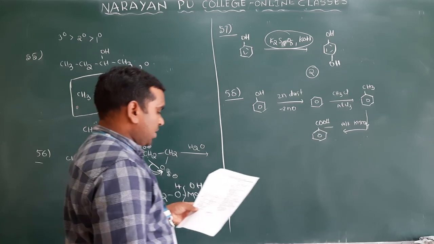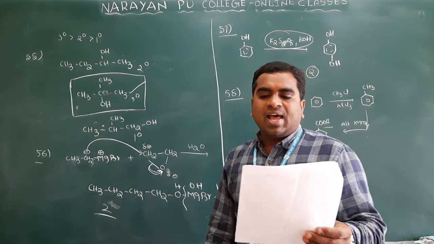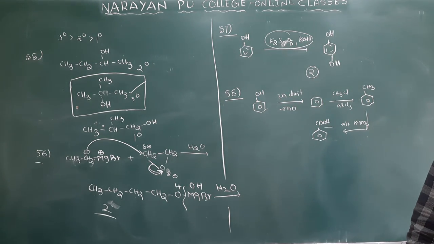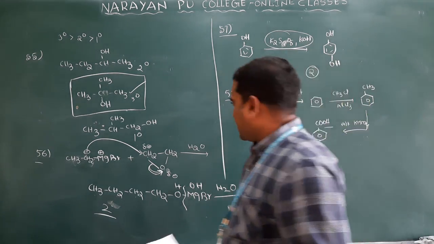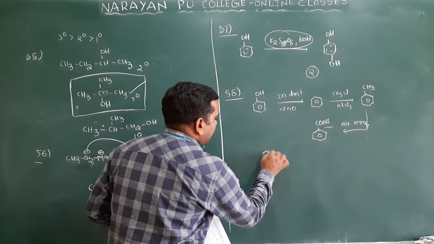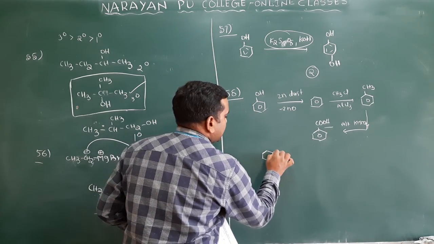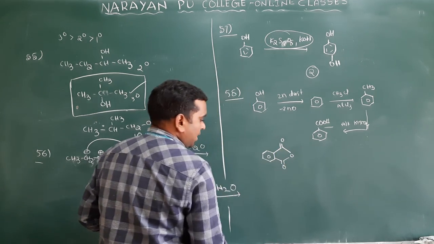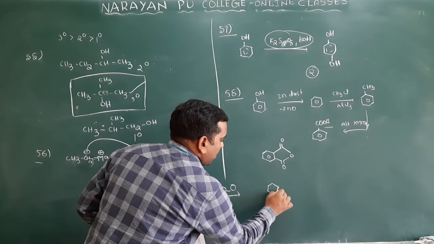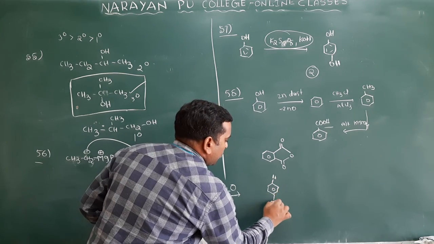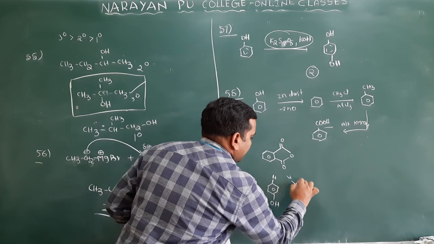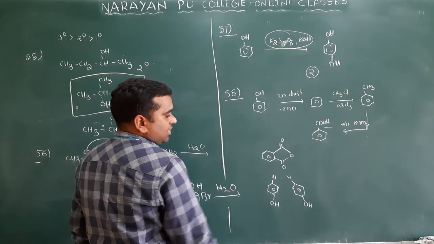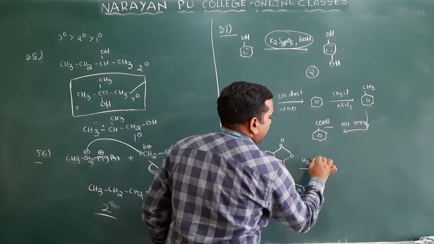Benzoic acid. Next one. Phenol is heated with phthalic anhydride in the presence of concentrated H2SO4. The product gives pink color with alkali. The product is phenolphthalein. What is the phthalic anhydride formula? So this is the phthalic anhydride formula. C double bond O and this is O. Clear one? Here, how many moles of phenol are here? 2 moles of phenol will react with phthalic anhydride. Clear one? In the presence of acidic medium, H2SO4.